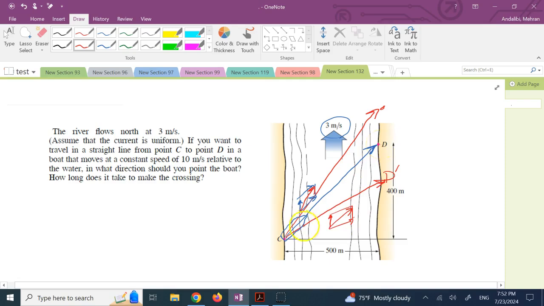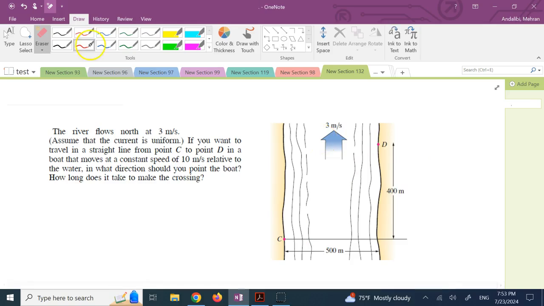to D. So we need to find the location of D prime, or this angle theta that you should aim for with respect to the east-north, and also measure the time that it takes to do the crossing. So how do we do that?